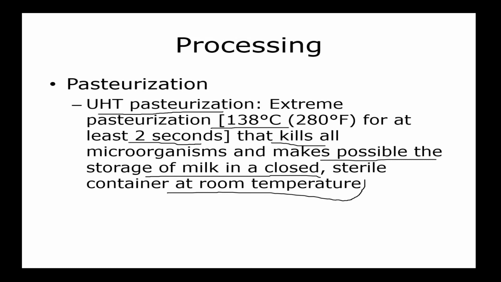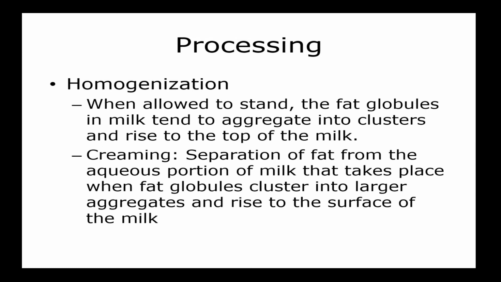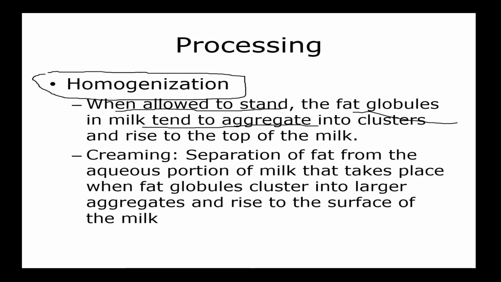Moving on to another type of processing method, which is homogenization. When milk is allowed to stand, the fat globules in milk tend to aggregate into clusters and rise to the top of the milk. In homogenization, milk is passed through a series of layers, which we'll be talking about.